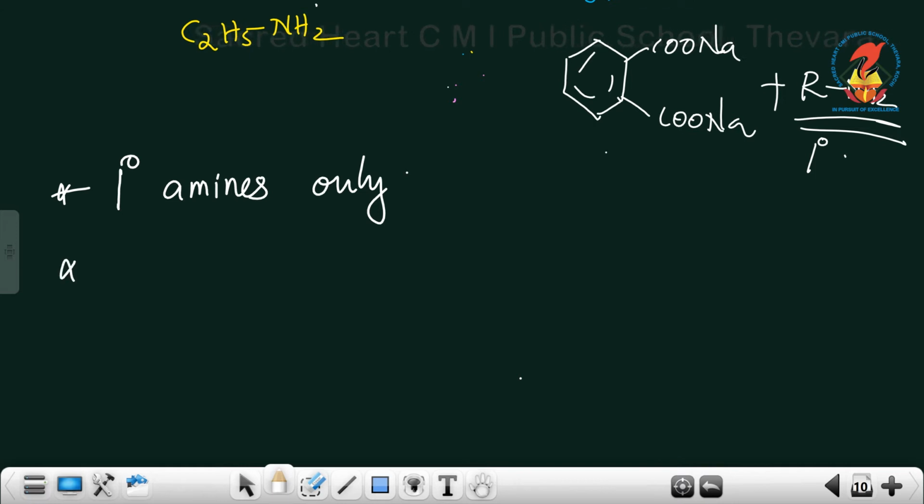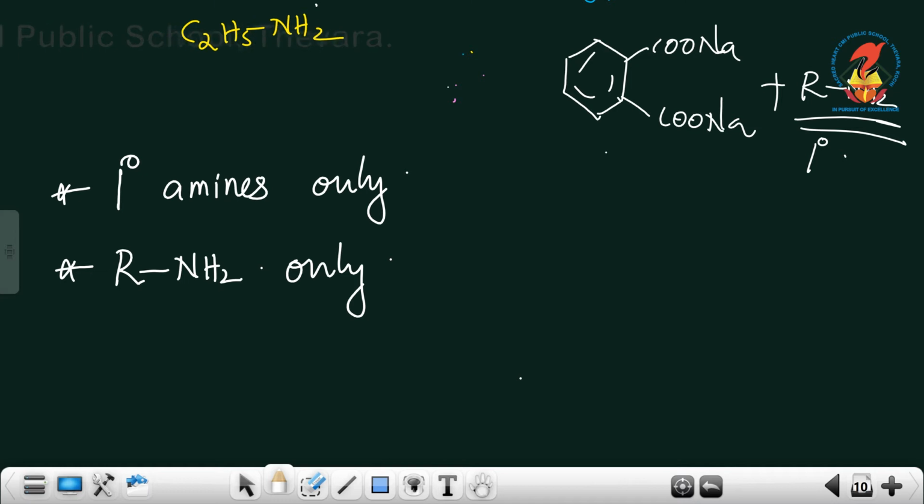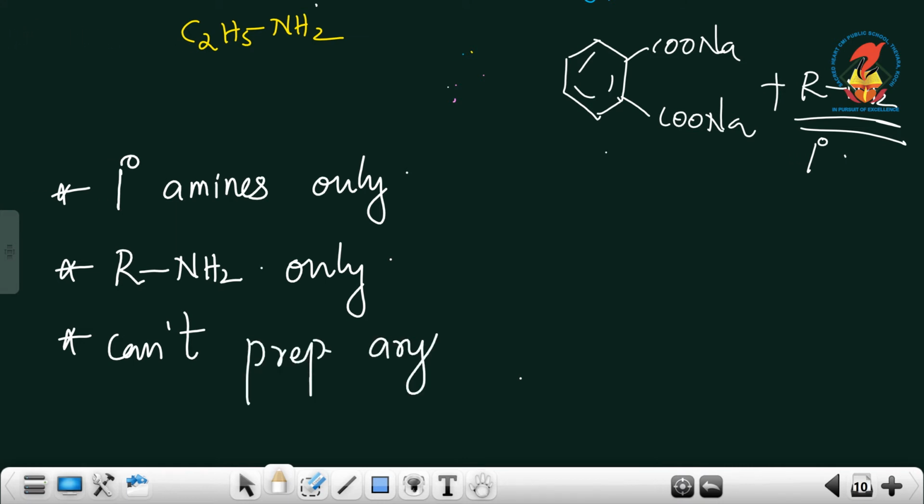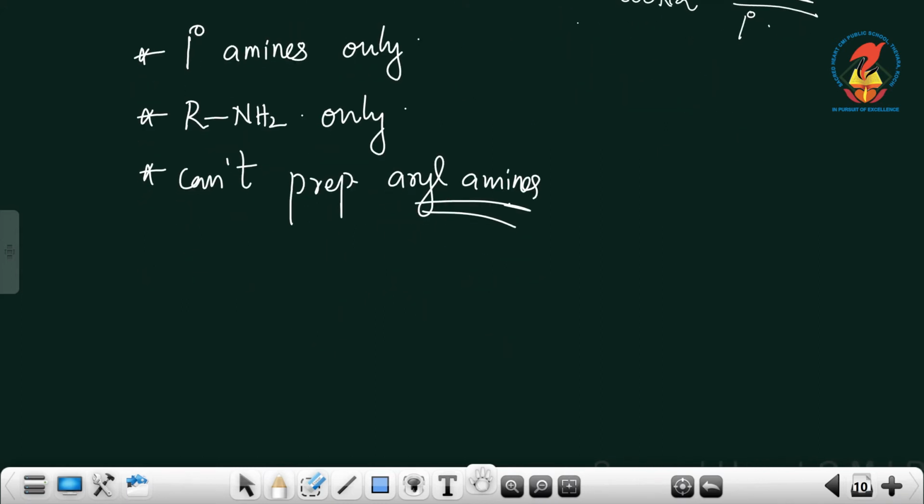Now we can prepare only aliphatic primary amines by using this method. We can prepare only aliphatic primary amines. And the last point is, that means we cannot prepare aryl amines, aryl primary amines. The last point is a very important point.